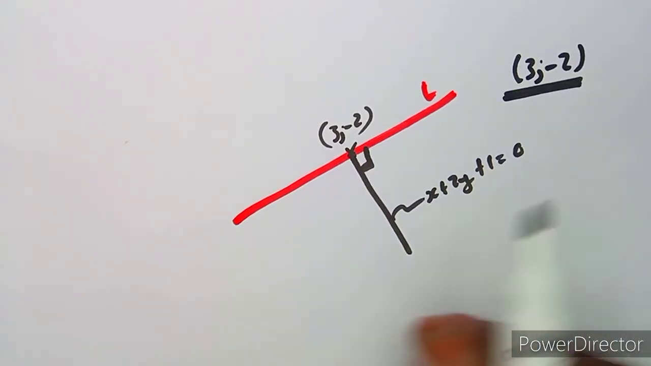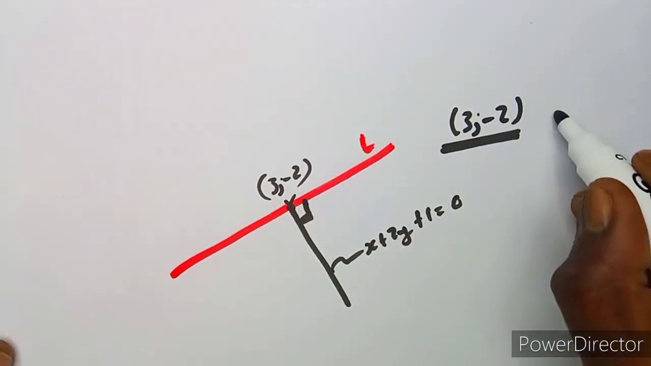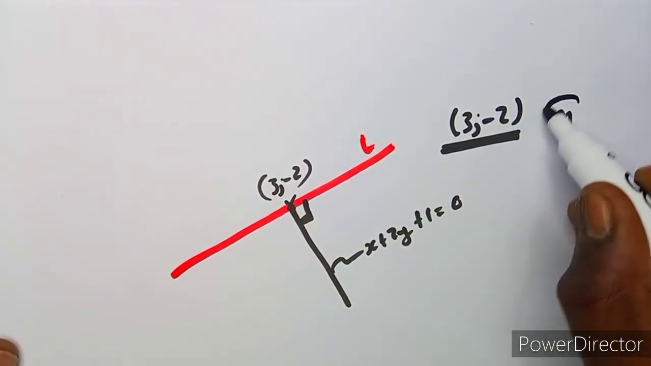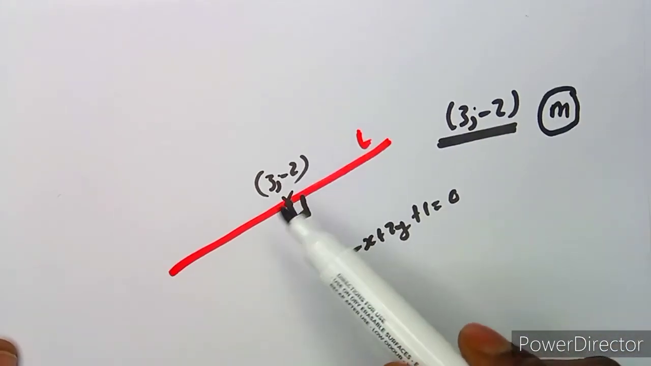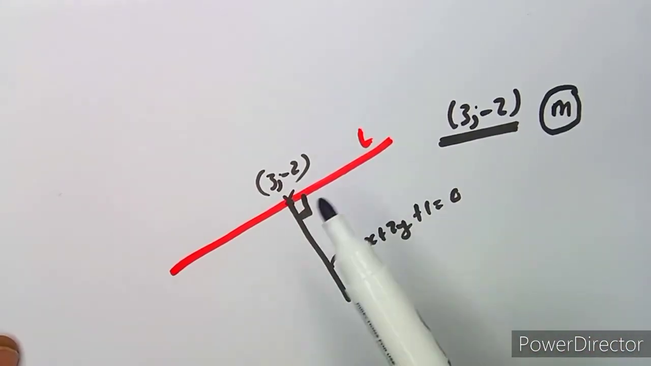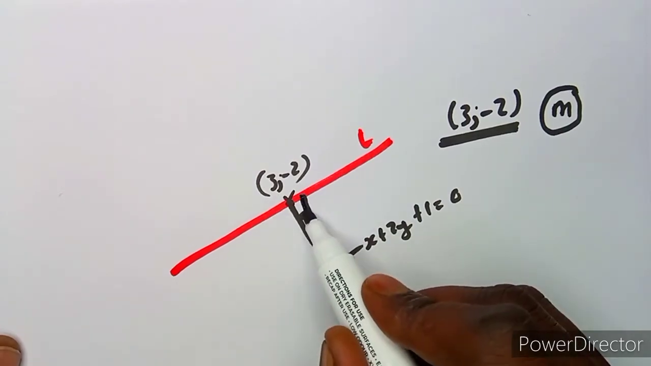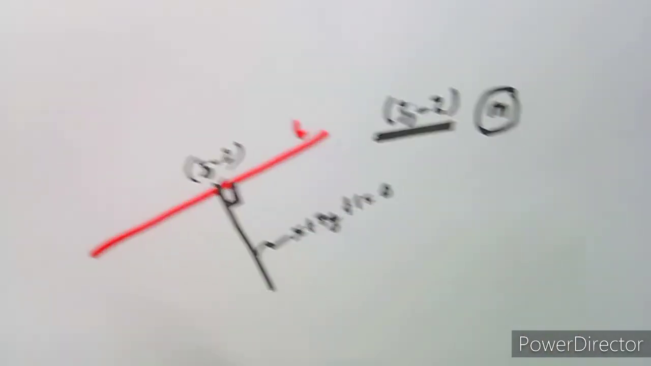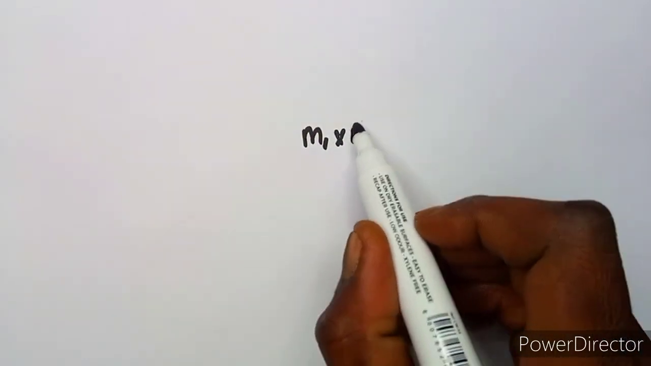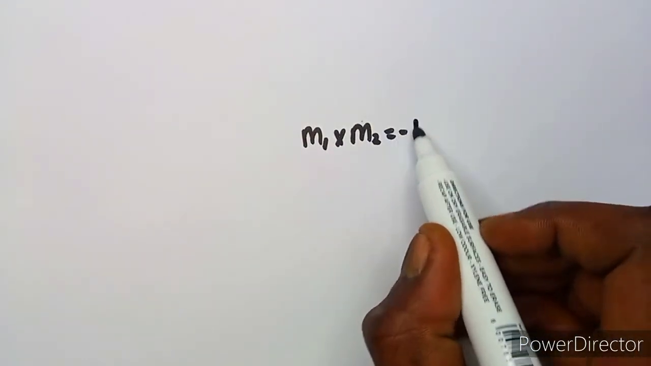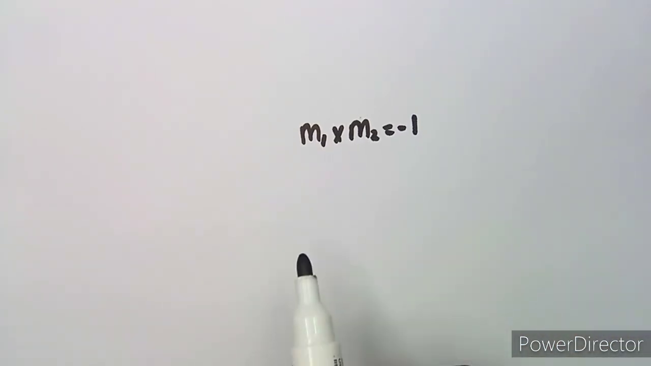But we know that if we can have a point and a gradient, we can find the equation of a line. It's possible for us to do so. So we have to find the gradient. So where are we going to find the gradient? We are told that these two are perpendicular. And now we just proved that if two lines are perpendicular, their gradients should give us -1. So that is what you're going to do.